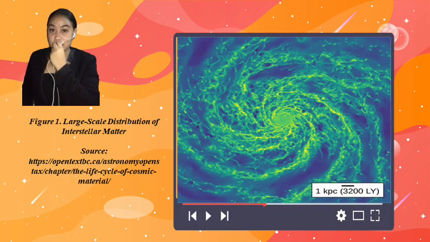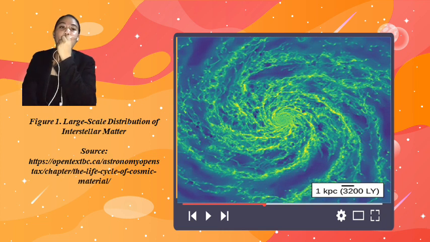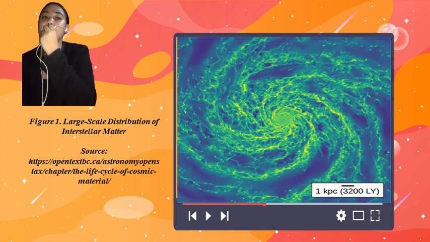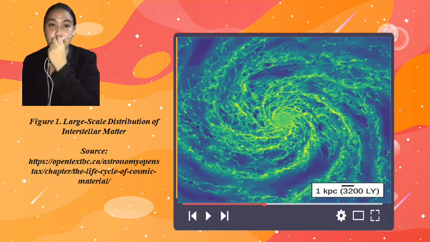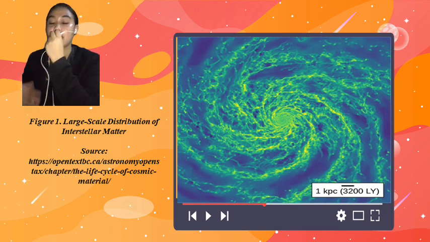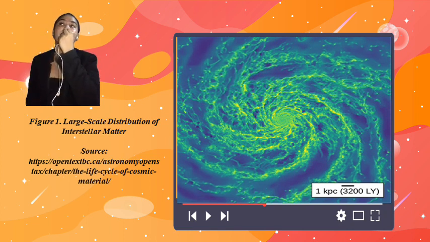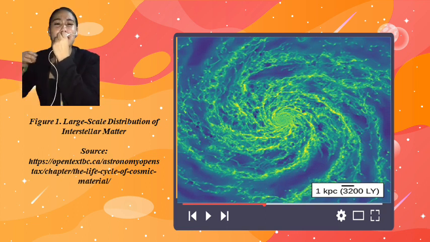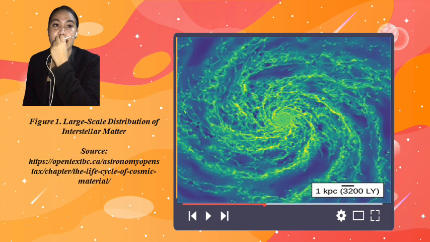Here please observe the picture. Figure 1 shows the large-scale distribution of interstellar matter. Remember that this image is from a computer simulation of the Milky Way galaxy's interstellar medium as a whole. In the picture, we observe that the majority of gas is visible as greenish colors. Did you observe that? It is neutral hydrogen.